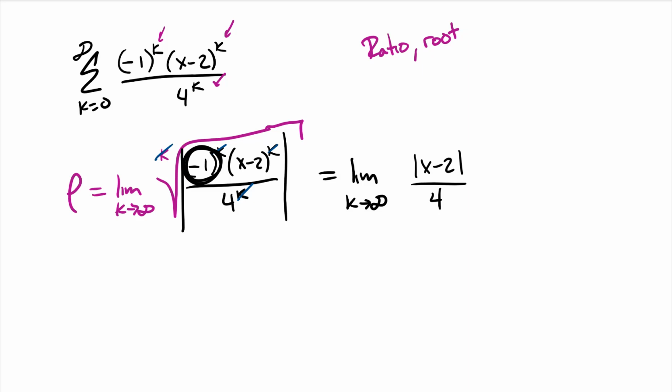Now, remember, root works a little bit differently. If this is less than 1, then we will converge. If it equals 1, bad. If it's greater than 1, bad. But if this is less than 1, we're good. Now, do I need this limit any longer? Where are the k's at? The k's all disappeared. So we're left with just the absolute value of x minus 2 over 4 is less than 1.